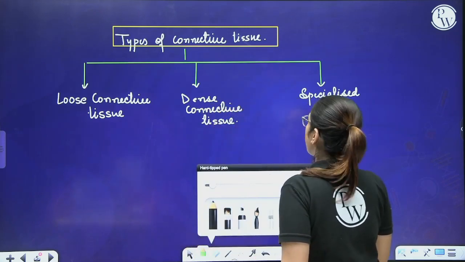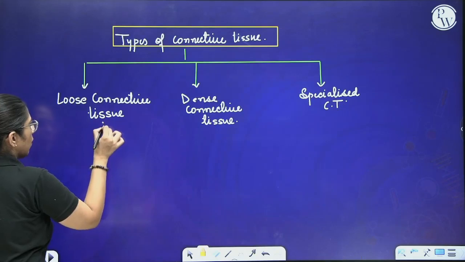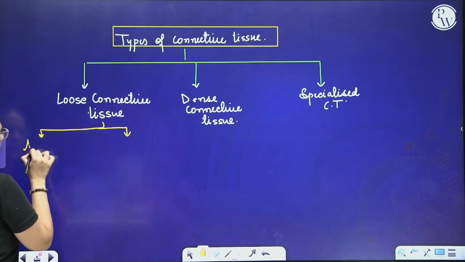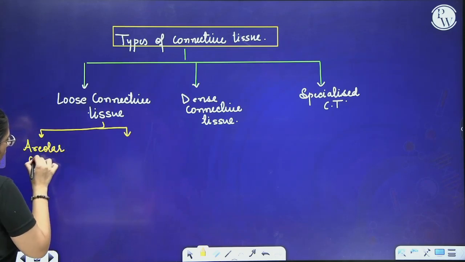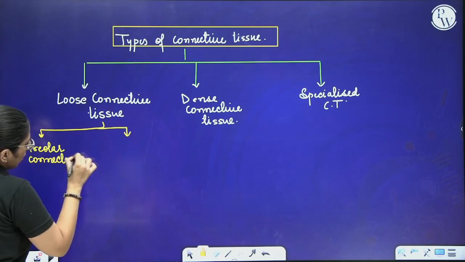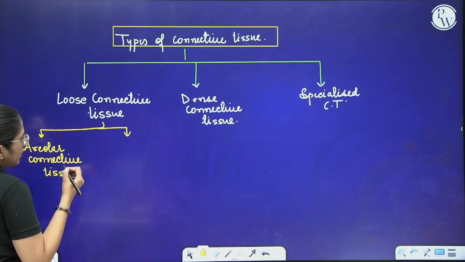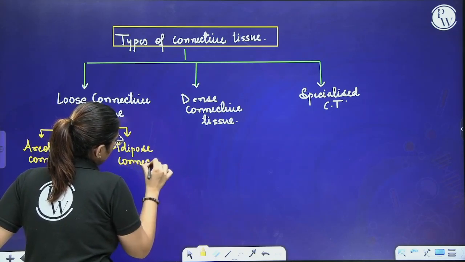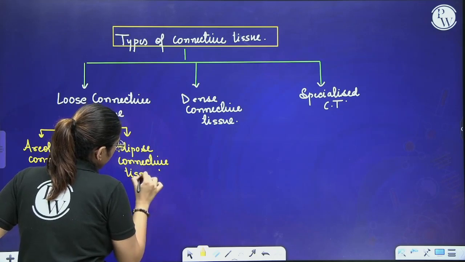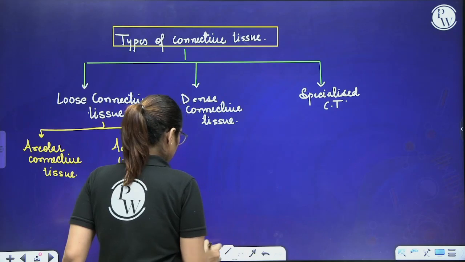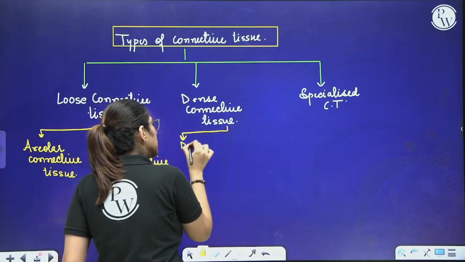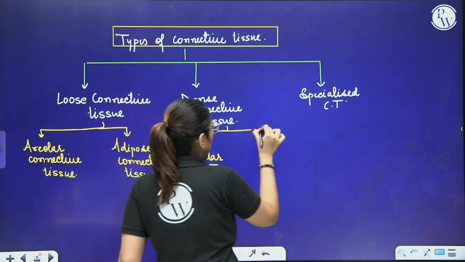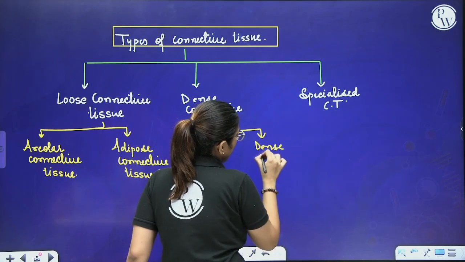Now, let's further divide. Loose connective tissue itself is of two different types. First one is areolar connective tissue. Second one is adipose connective tissue. Dense connective tissue is also of two types: dense regular connective tissue, and the second one is dense irregular connective tissue.